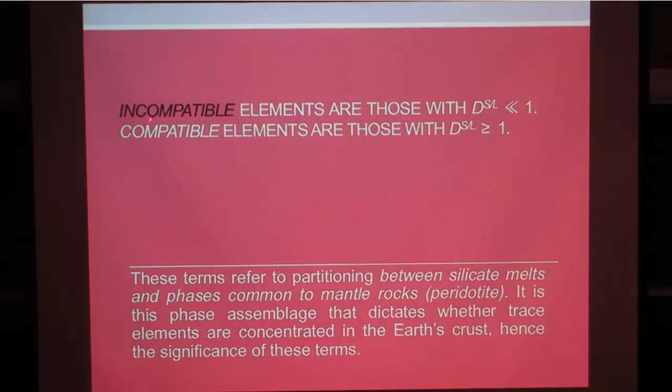Okay, so definition, we define incompatible elements as those with solid-liquid partition coefficients much less than 1. Compatible elements are those with solid-liquid partition coefficients equal to or greater than 1. And this refers to partitioning in the way geochemists typically use this, partitioning between silicate melts and phases common to mantle rocks, in other words, peridotite. Because it's that phase assemblage that dictates whether trace elements are concentrated into melts when the mantle melts and ultimately into the crust.